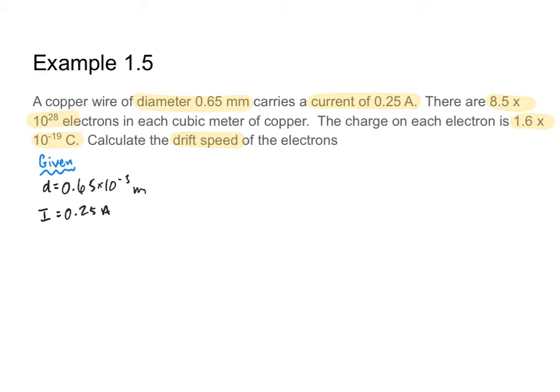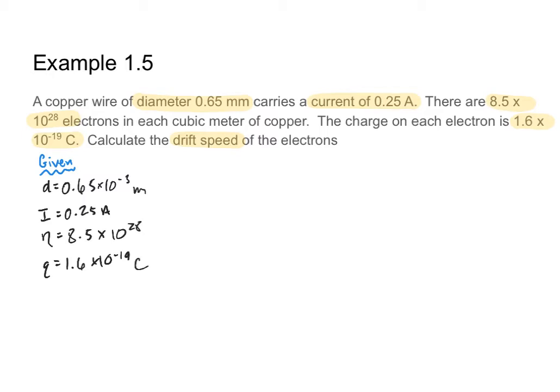We know that there are 8.5 times 10 to the 28th electrons per cubic meter. So that means that N is 8.5 times 10 to the 28th, and that's going to be in electrons per cubic meter. And then we also know that Q is going to be the charge on each electron, which is 1.6 times 10 to the negative 19th coulombs.